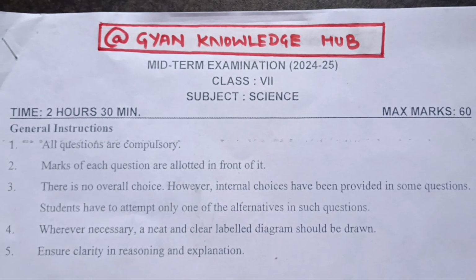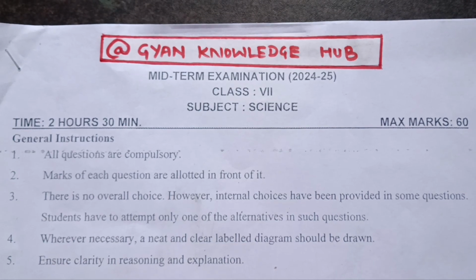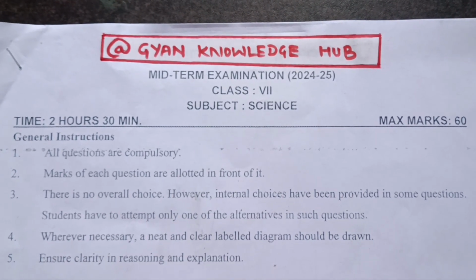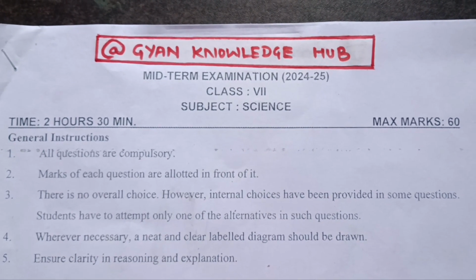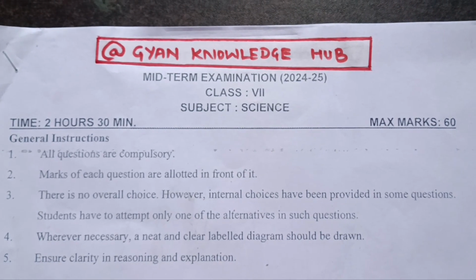In this video I am going to discuss with you the science midterm exam for class 7. So maximum marks is 60 and time is 2 hours 30 minutes.